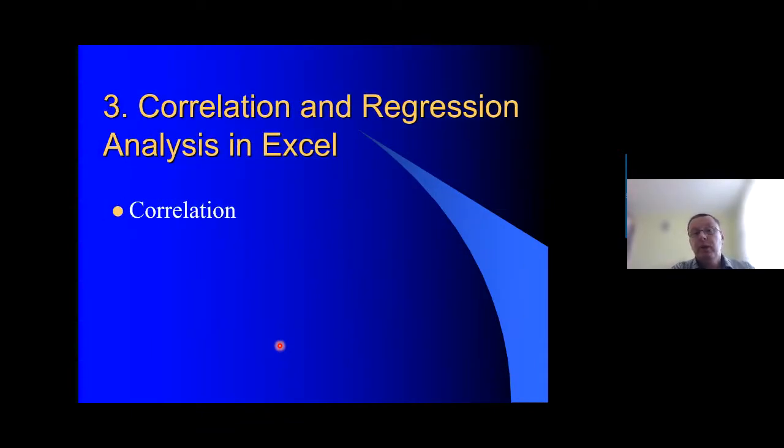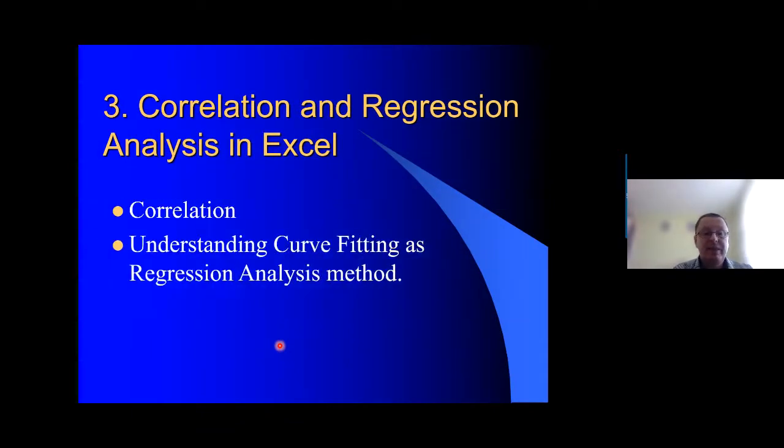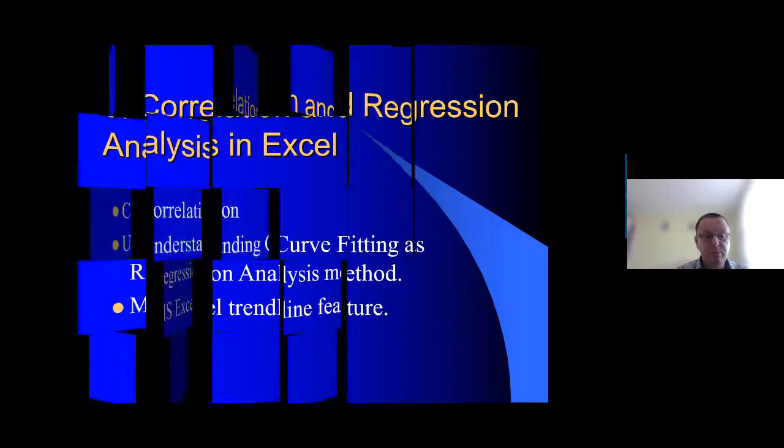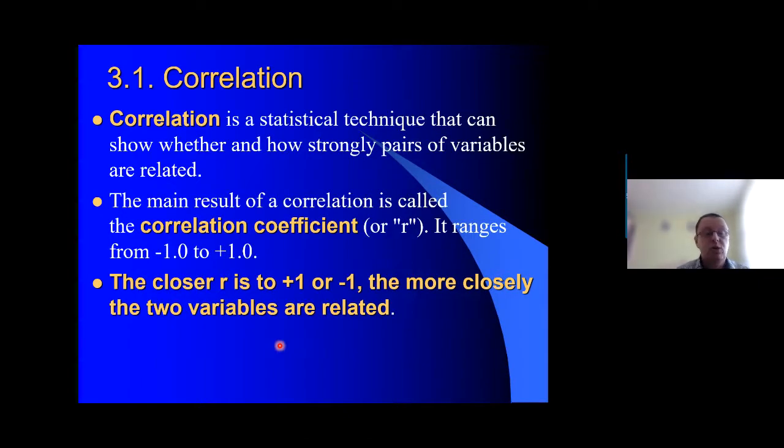Okay, now move into the third topic of the lecture, correlation and regression analysis. So we need to check what correlation is, understand overfitting, and check what Excel offers us to perform this kind of analysis. So correlation is a statistical technique which can show whether and how strongly pairs of variables are related.